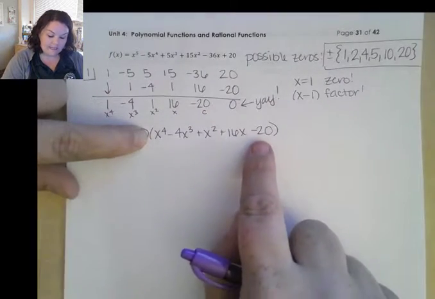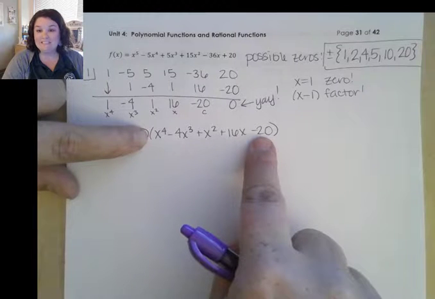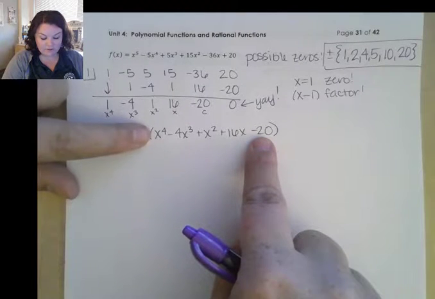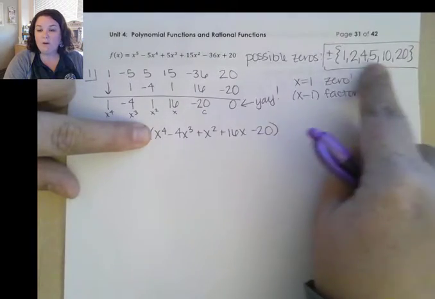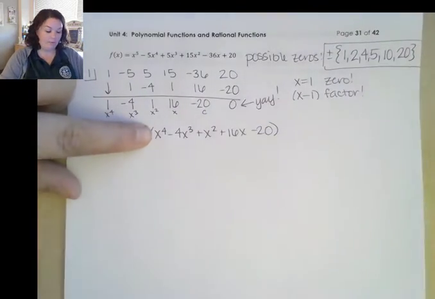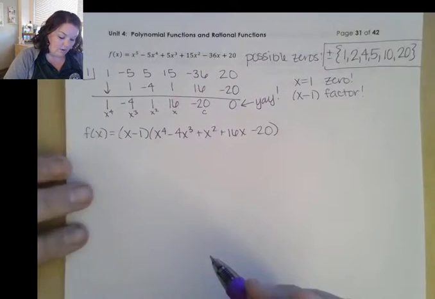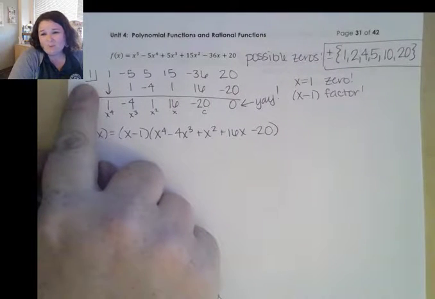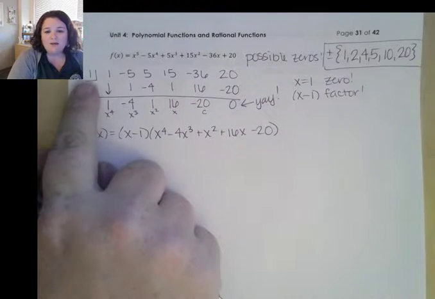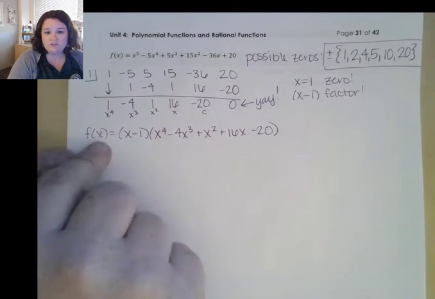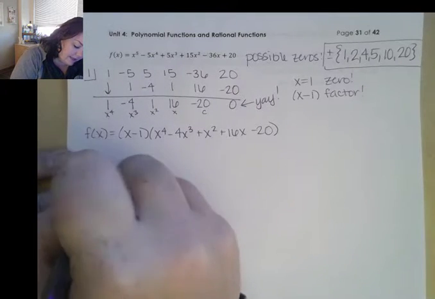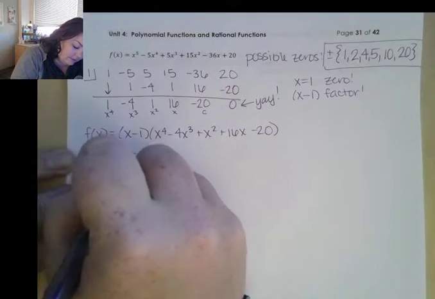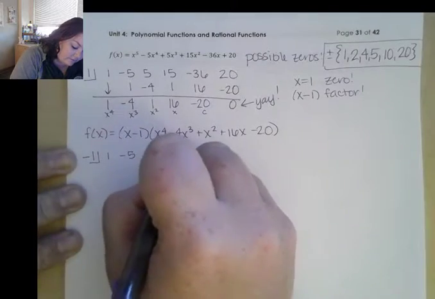So notice, again, my constant term is still 20. My leading coefficient is still 1. So I can still use the original possible zeros and start plugging them in. Okay? So I already did 1. Now there could be multiple copies of 1. But if so, that will come out. So I'm going to go ahead and just try negative 1, just to try something different.